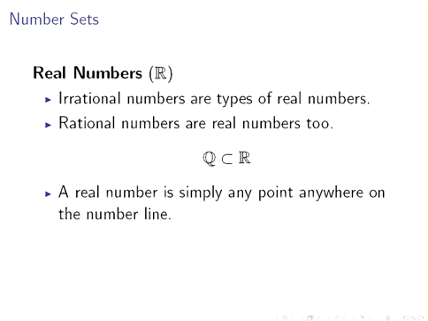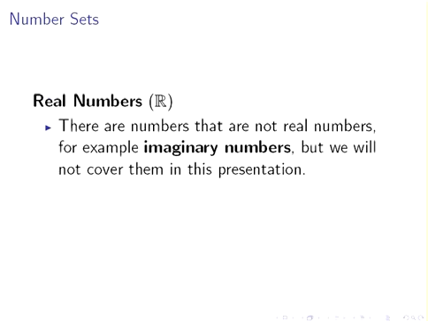The last number type is real numbers. Irrational numbers and rational numbers are types of real number. So Q is a subset of R, and the irrational numbers are also a subset of R. A real number is any point somewhere on the number line: -1.125, 2.25, 1000, a million, minus a million, 0.001, whatever. A real number is simply any point anywhere on the number line.